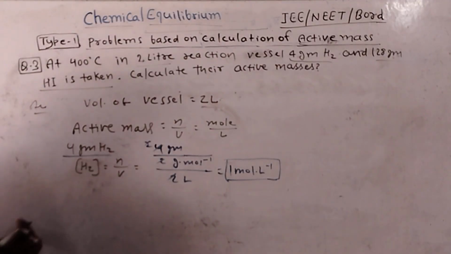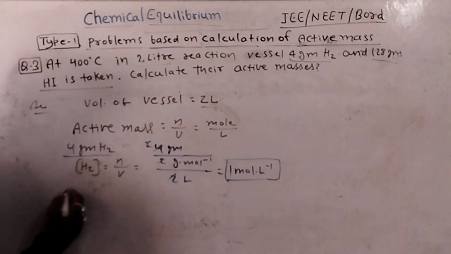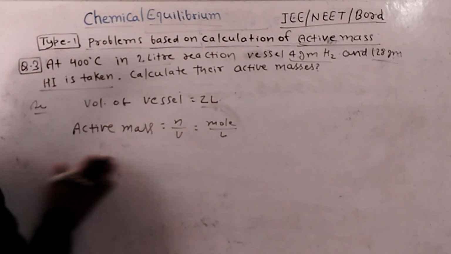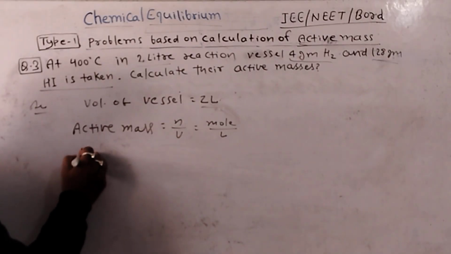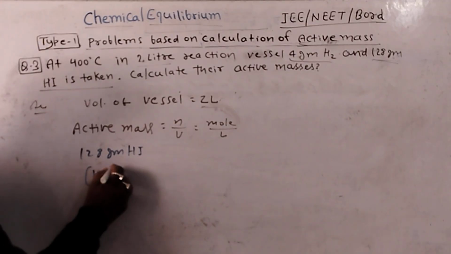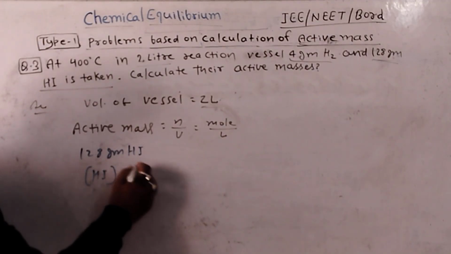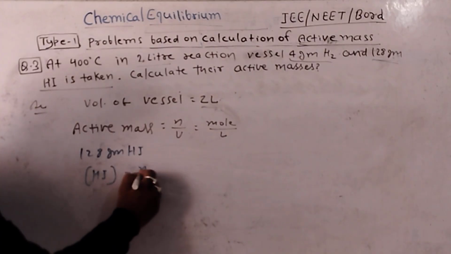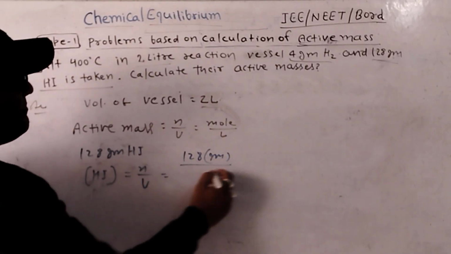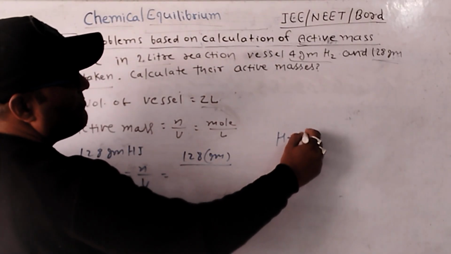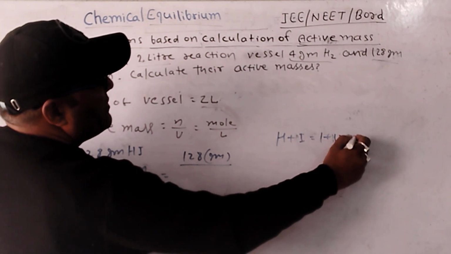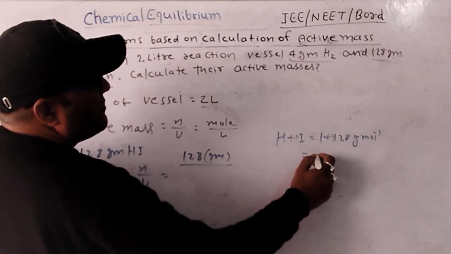After that, we can calculate the active mass of 128 gram of hydrogen iodide with the help of the n by V formula. n is calculated as 128 gram divided by the molar mass of hydrogen iodide. With the help of the atomic weights of H plus I, 1 plus 127, which gives 128 gram per mole.